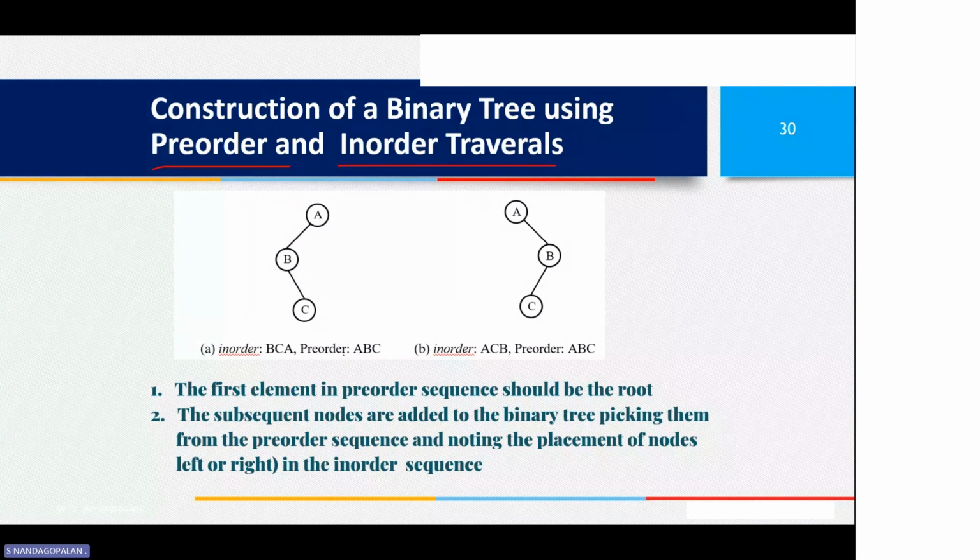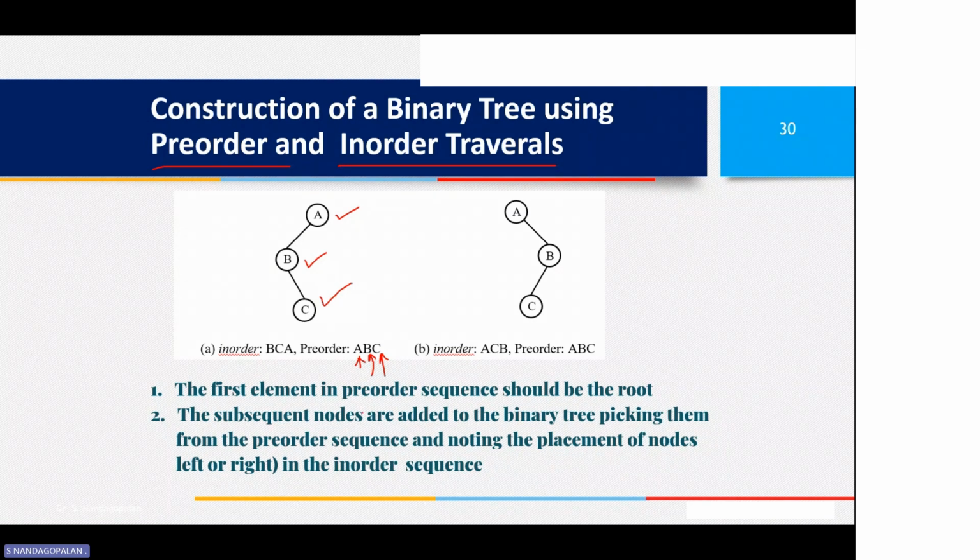Very simple. Go to the pre-order, take the first node, make it as the root. Take the next node and refer to in-order. Depending upon whether it is left of A or right, you have to add this new node. So since B is left of A, you can see here, add that to the left. Next, you take C and then make it as right of B. You can see here because C appears on the right of B. So that's the algorithm. But you should do this recursively again.